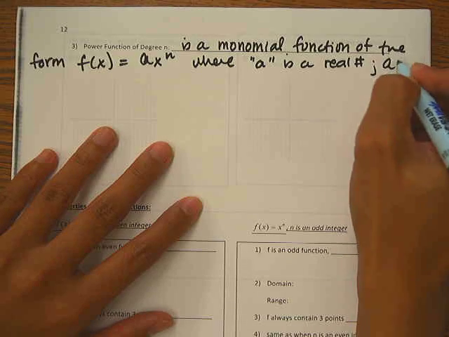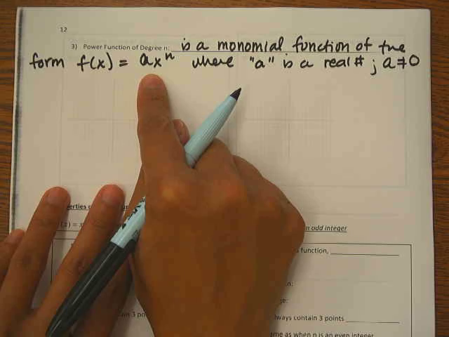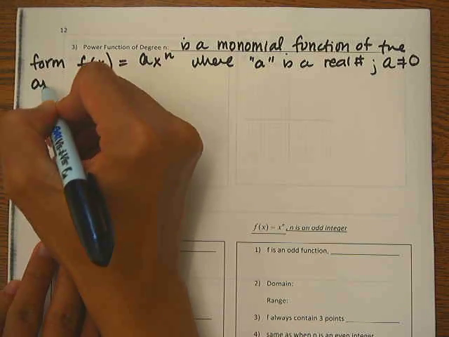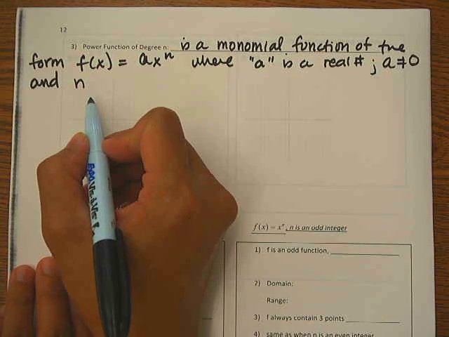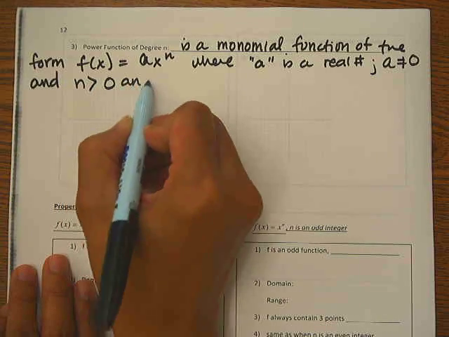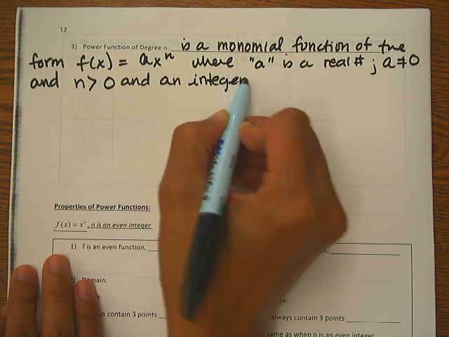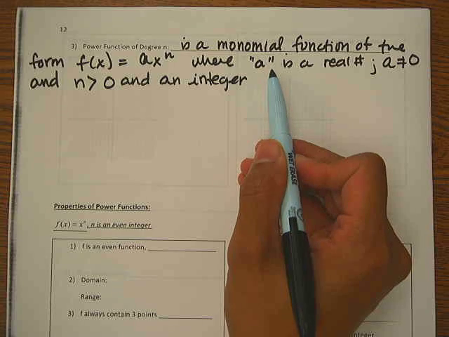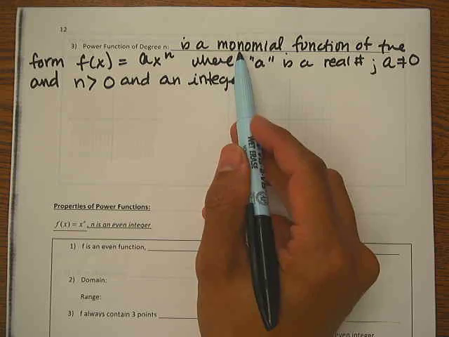And a can never ever be 0, because if it's 0, then I don't have a, then it's just going to be a constant, okay? And a can never be 0. And in addition, okay, your exponents, just like the definition of a polynomial, need to be greater than 0 and an integer. Okay? So it's still the same definition as your polynomial. It's just now I'm only going to use the very first term.